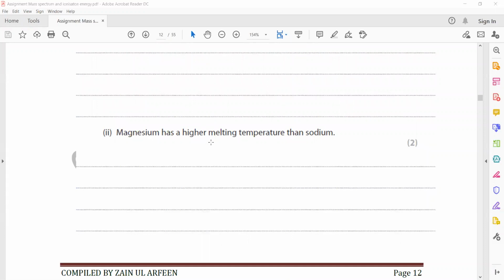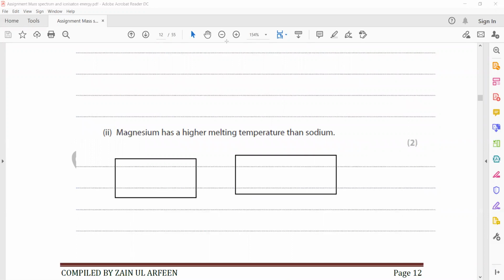Magnesium has a higher melting temperature than sodium. Both are metals, but why magnesium? Because as we move across the period, the size of the ion decreases. Sodium ion only has a plus one charge. They both have a lattice of positive ions and free electrons. But the sodium lattice will have a large ion, whereas in magnesium, the size of the positive ion will be smaller.